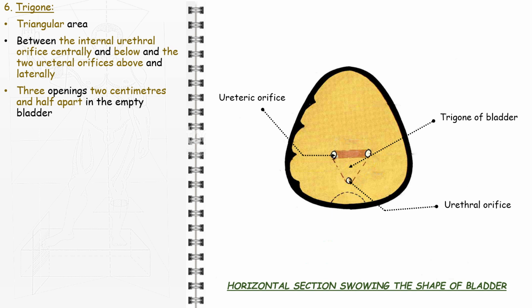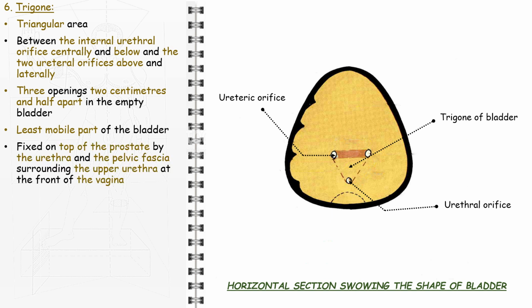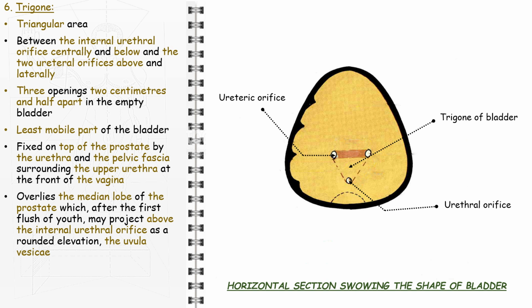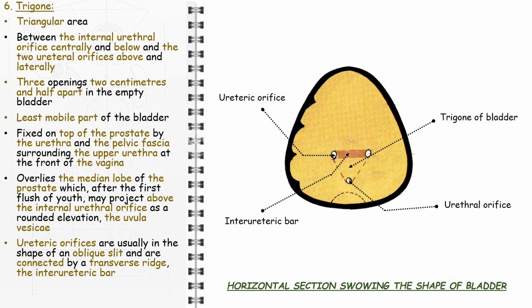It is the least mobile part of the bladder, fixed on top of the prostate by the urethra and by the pelvic fascia surrounding the upper urethra at the front of the vagina. It overlays the median lobe of the prostate which, after the first flush of youth, may project above the internal urethral orifice as a rounded elevation, the uvula vesicae. The ureteric orifices are usually in the shape of an oblique slit forwards and medially and are connected by a transverse ridge, the interureteric bar, and the internal urethral orifice is a transverse slit. Behind the interureteric bar is the retrotrigonal fossa.